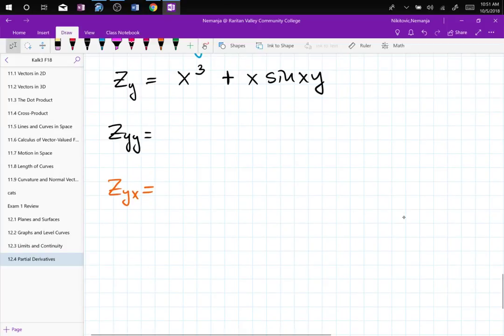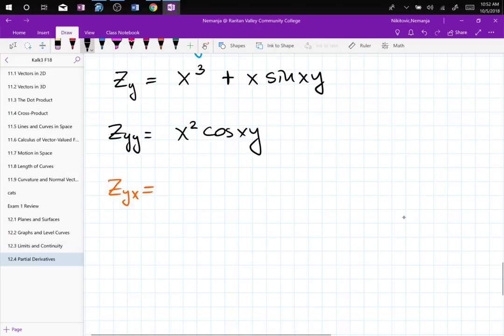We have our first derivative to get our two second derivatives. To find zyy, I take the derivative of x cubed. That's a constant now, so that's 0, it's gone. And this will give us another x out. So x squared cosine xy. It's not a product rule because there is only one y and we are taking the derivative with respect to y.